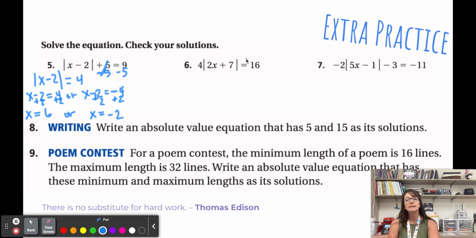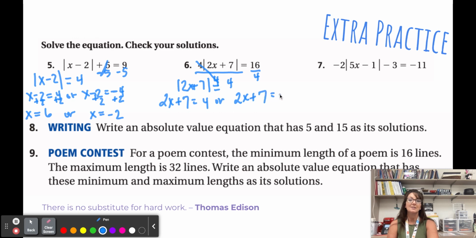Looking at number 6, there's nothing to add or subtract, but this 4 right here, right? We don't want to distribute it, but we do want to go ahead and divide both sides by 4. That'll help us get rid of it. Then we could have our 2x plus 7 is equal to 4, or 2x plus 7 equals negative 4.